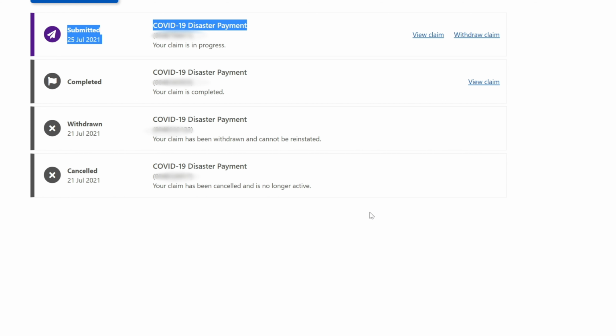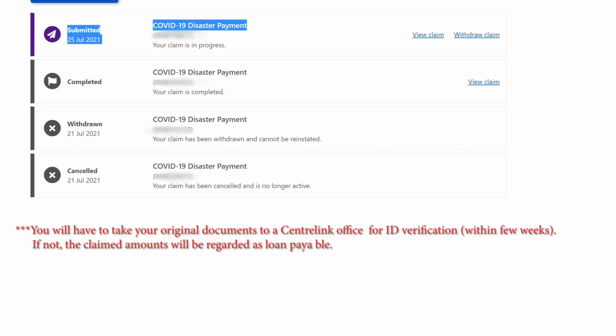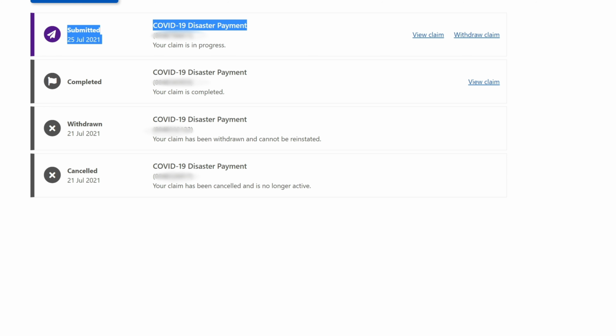One more thing to note: when you are setting up your Centrelink, Services Australia will ask you to enter certain details to verify your identity. You'll be asked to take the original copies of the documents that you used for your ID verification to a Centrelink near your location within 50 days. You need to get the original documents verified by Centrelink within 50 days. Otherwise, all the payments that you receive will be regarded as a loan and you will owe Centrelink the money. So make sure that you get your identity verified within the time limit given by Centrelink.